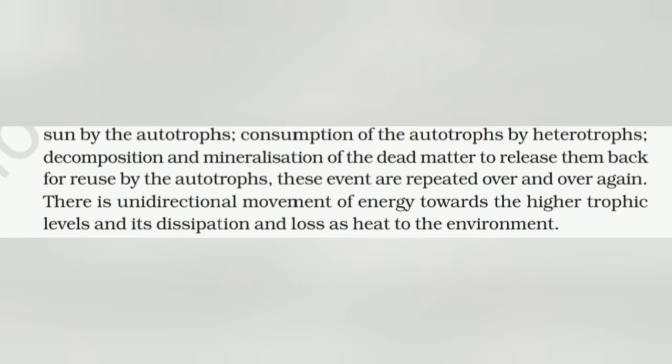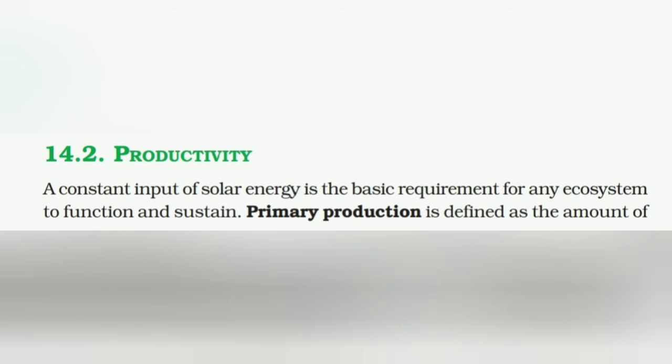There is unidirectional movement of energy towards the higher trophic levels and its dissipation and loss as heat to the environment. We know that energy flows from autotroph to heterotroph, heterotroph to decomposers, and finally to the nutrient reservoirs. Next is the productivity.